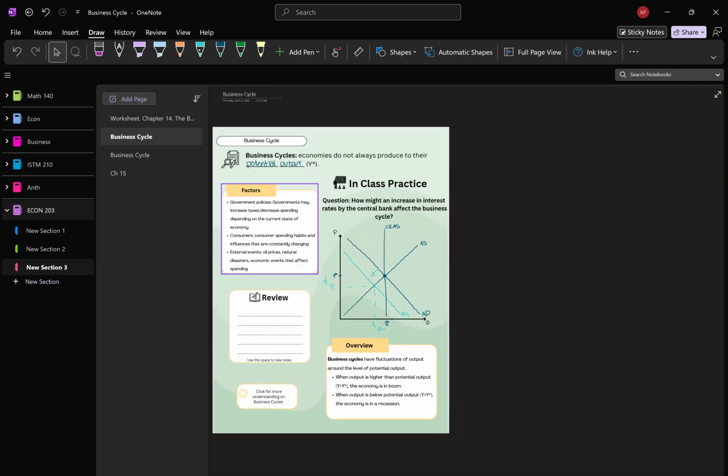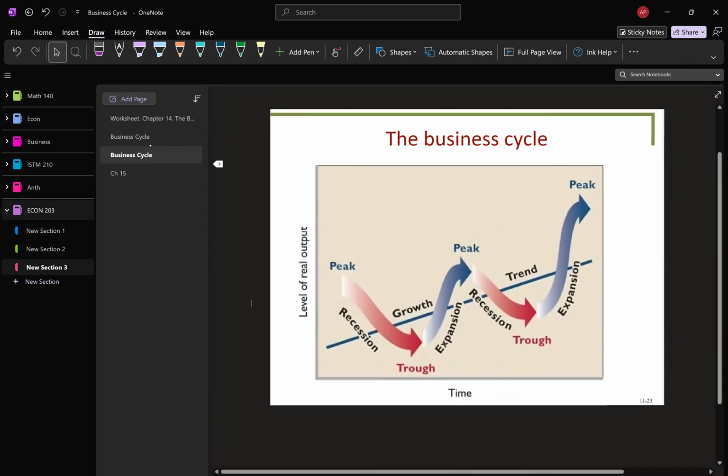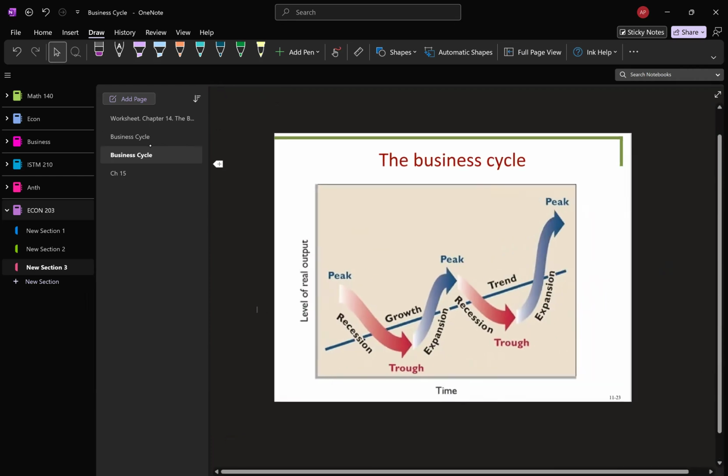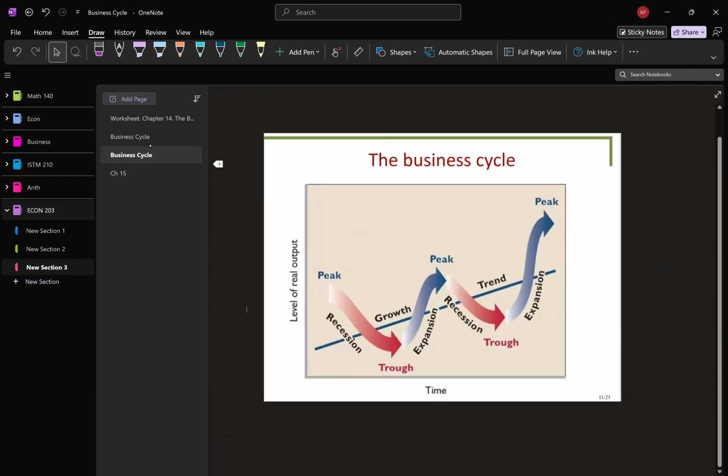Okay, now we can look at a business cycle. This is an example that was included in the notes. This is just so you can see how it's a constant cycle that's constantly repeating, showing the ups and downs of the current state of the economy.